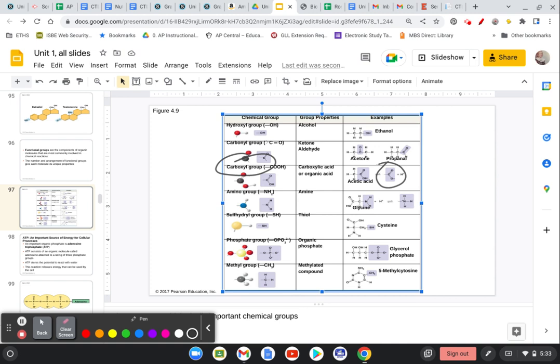Let me go over functional groups one more time, because I feel like I botched it the first time. These are groups that could be put onto a protein, a carbohydrate, or a hormone, and they give that particular compound different properties. You don't have to know this column, so you do not have to know anything here. You don't need to know examples, so you don't need to know ethanol. You don't need to know that.